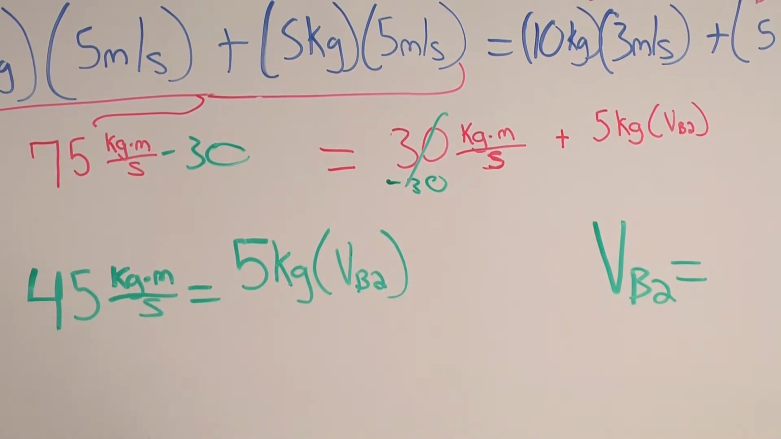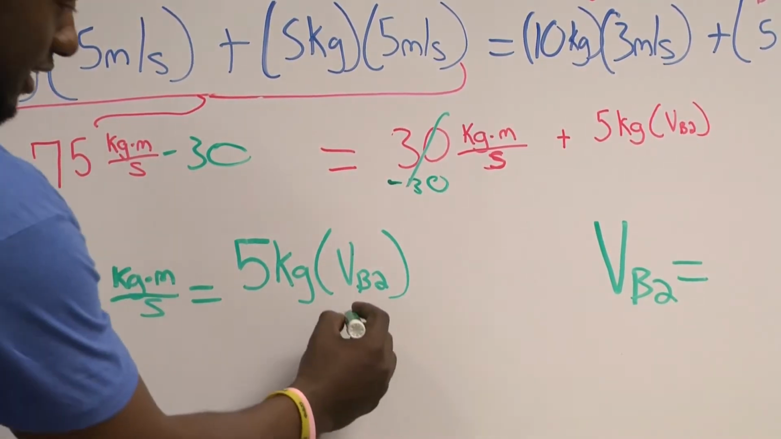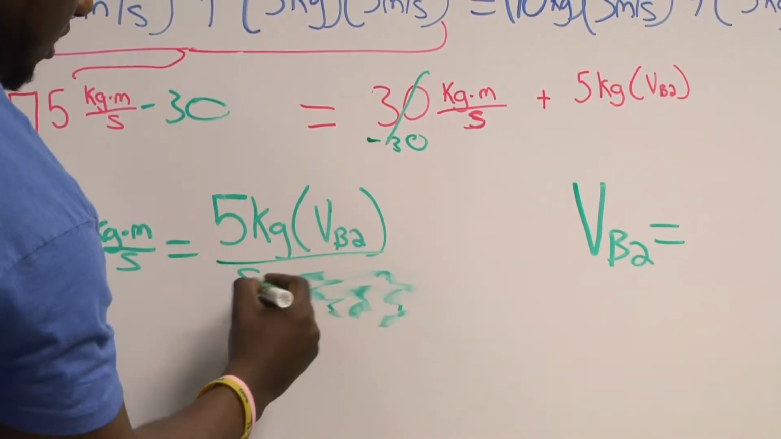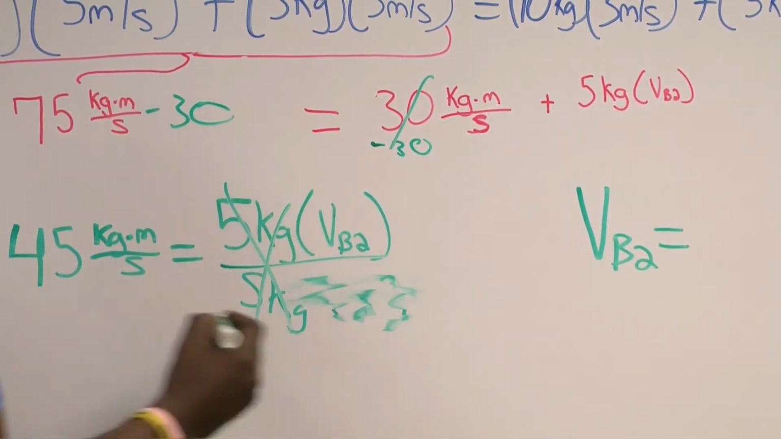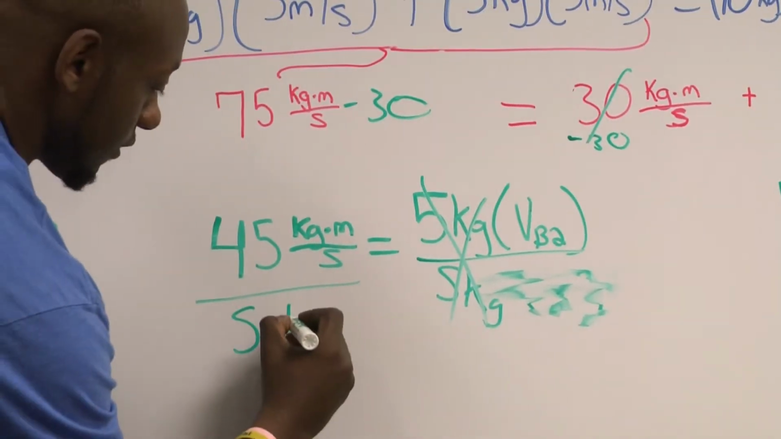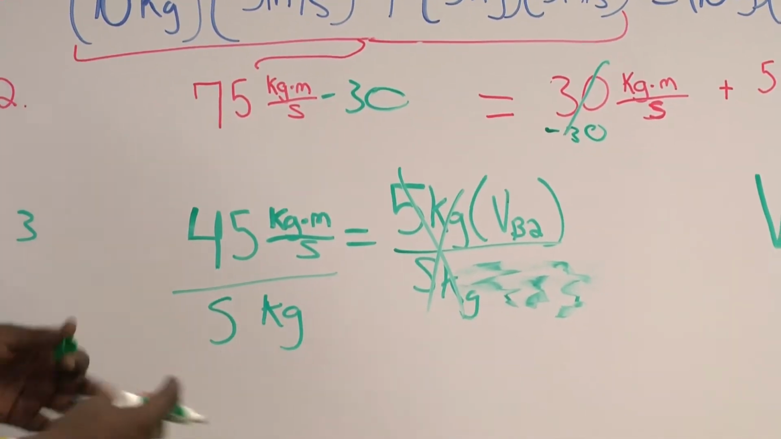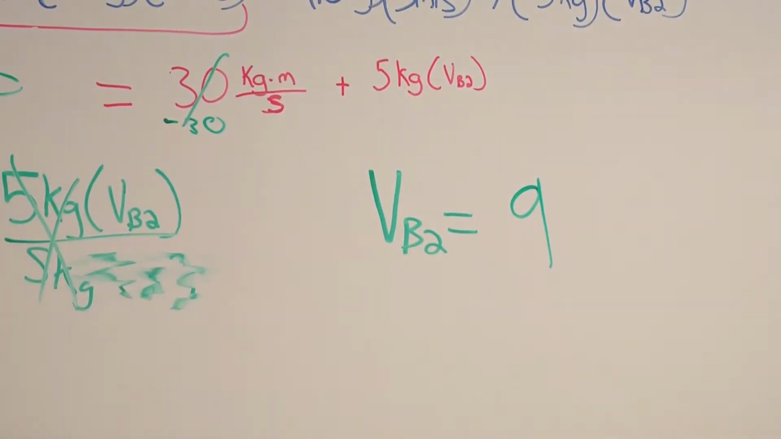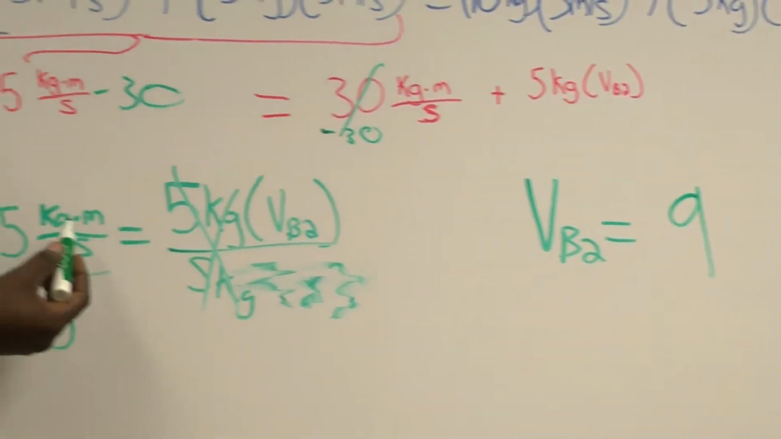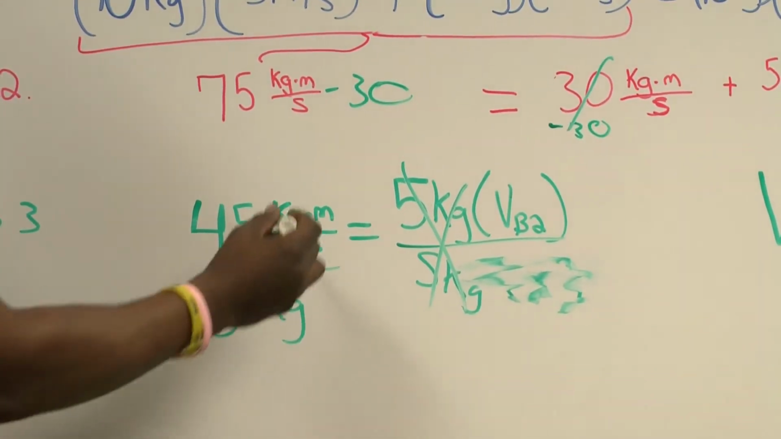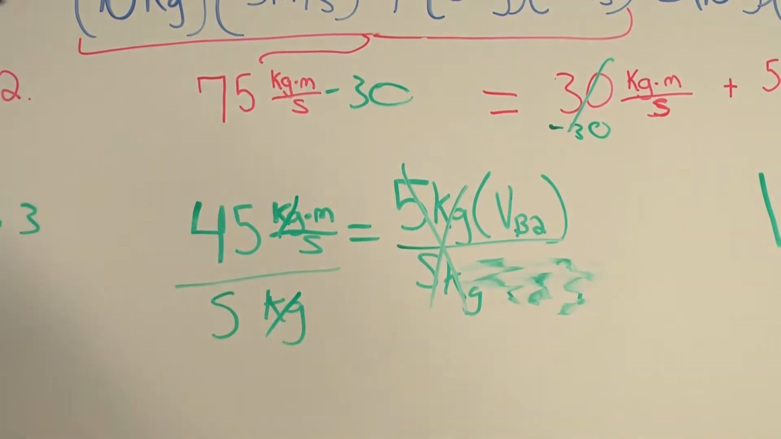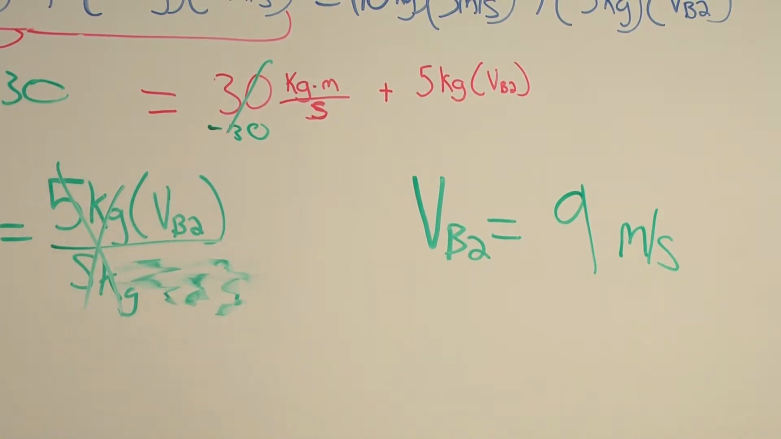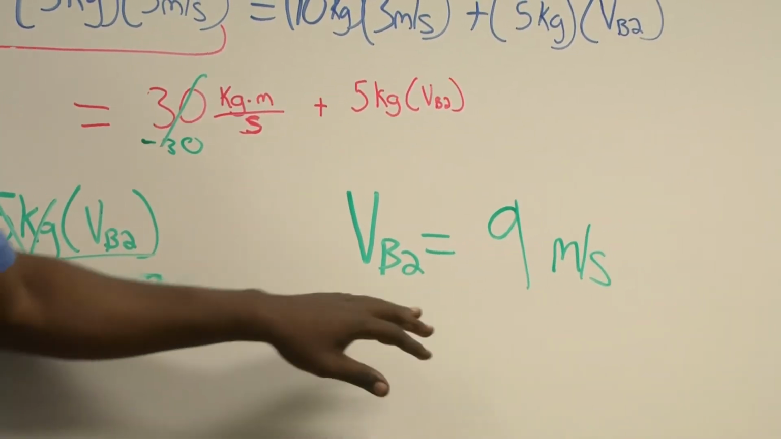Now of course we all know how to solve equations. You have your unknown, but you pretend like this is an x in a regular equation. So you divide both sides by 5 kilograms. 45 divided by 5, of course, is going to be 9. And your kilograms are going to cancel. This kilogram is in the numerator, this kilogram is in the denominator. They cancel out, so that leaves you with meters per second.